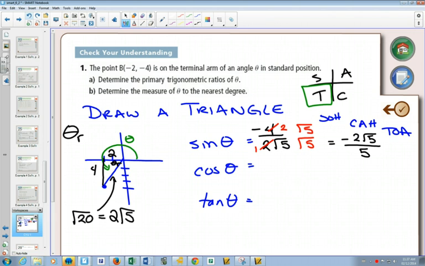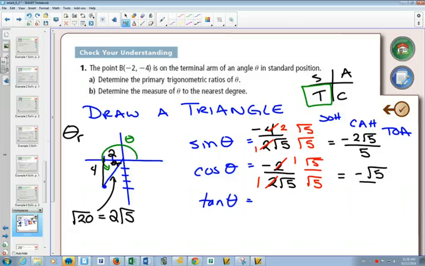There's sine. We also have to do cos. Cos would be adjacent over hypotenuse. So we got 2 over 2 root 5. It'll be negative as well because we're still in quadrant 3. And we have to simplify this. These 2's will simplify to 1's. I'll also multiply by root 5 over root 5, top and bottom. And I'll get negative root 5 over 5.